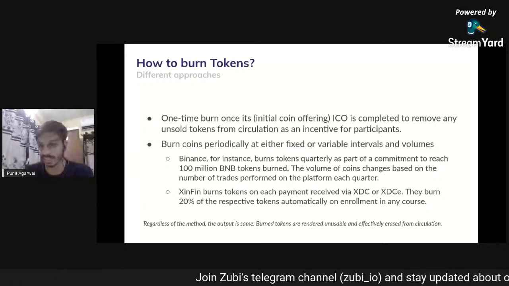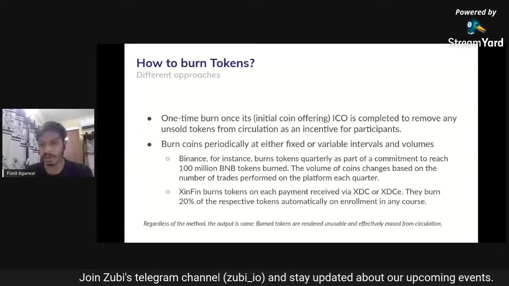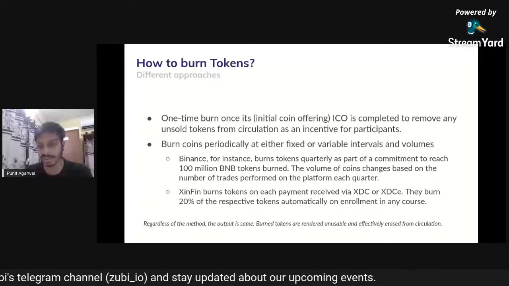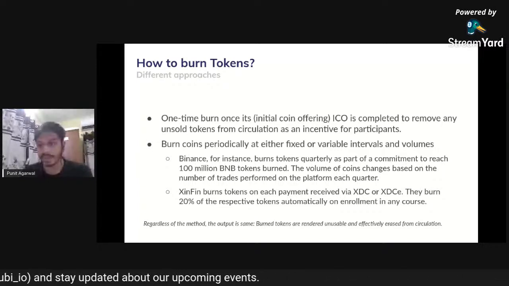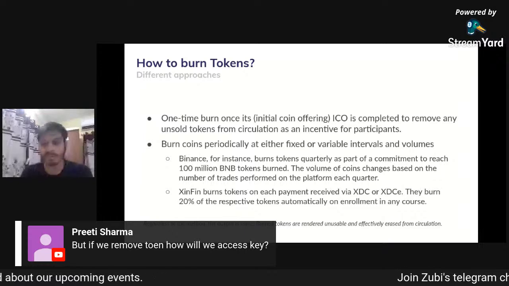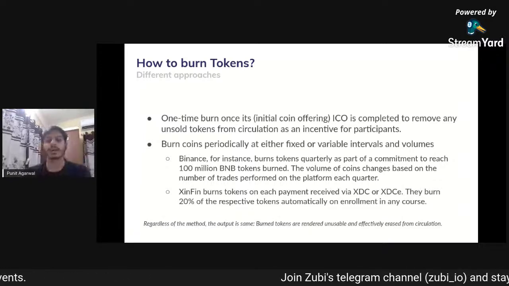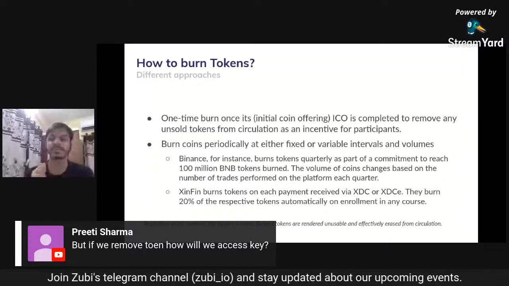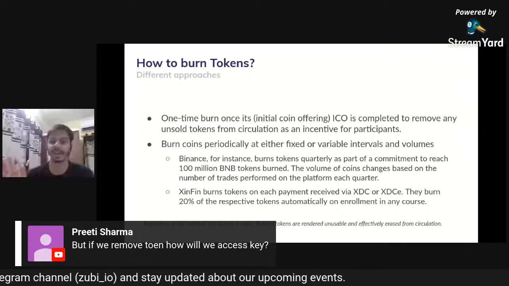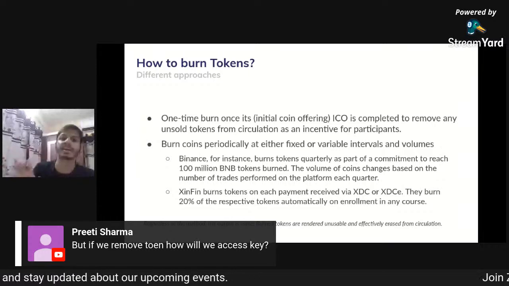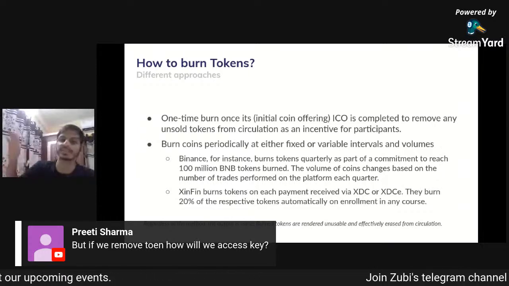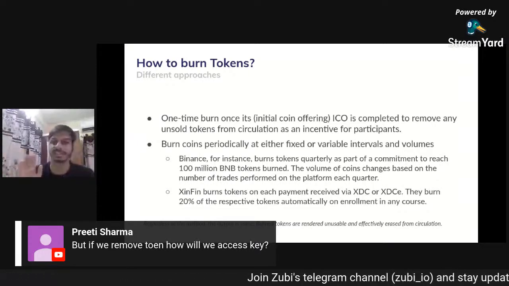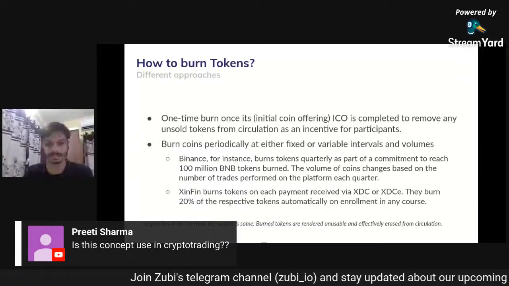So let me just check if there are any questions. Okay, yes. Preeti Sharma has a question: if we remove the token, how will we access it? Okay, so Preeti, that's the entire point. If you remove the token, you don't have access to it. It's an irretrievable wallet. It just goes into that particular wallet and stays there. You cannot retrieve it back.